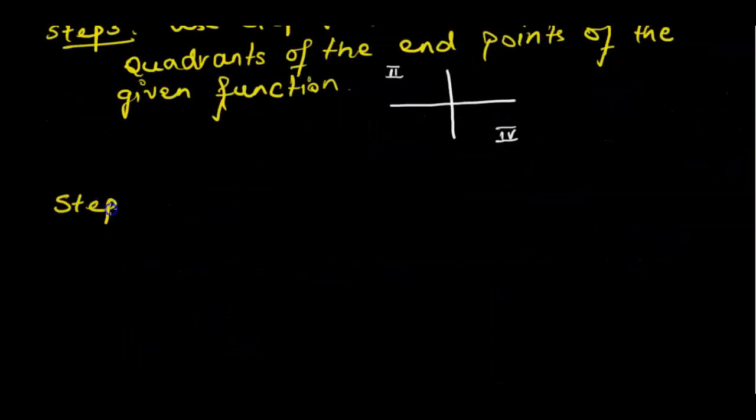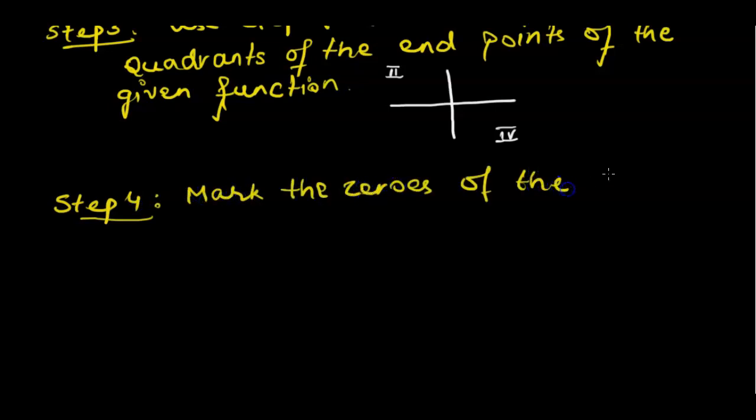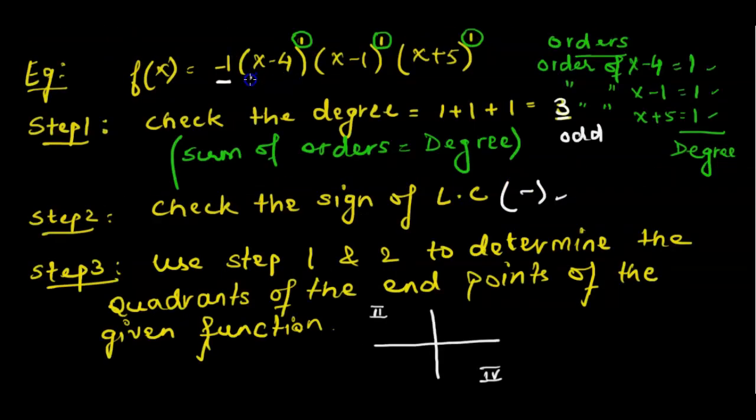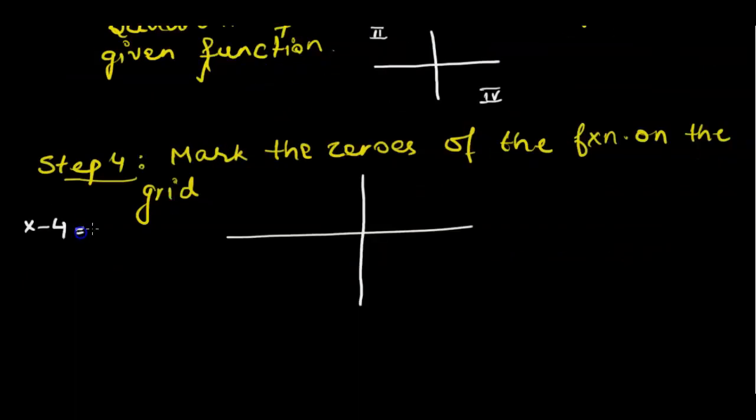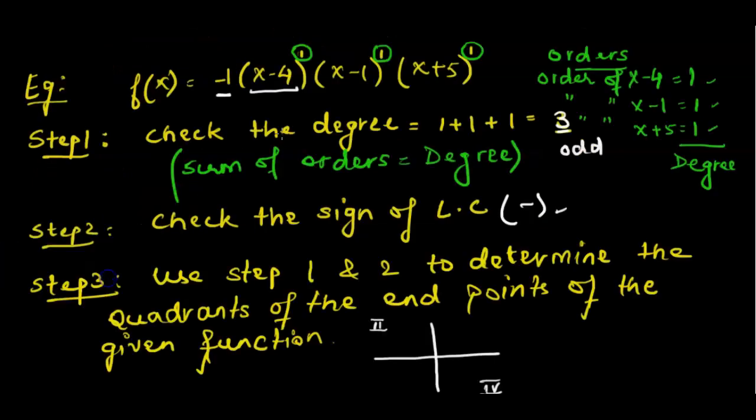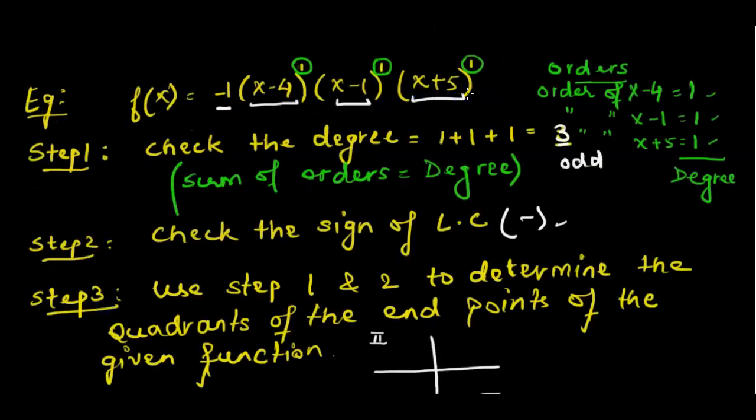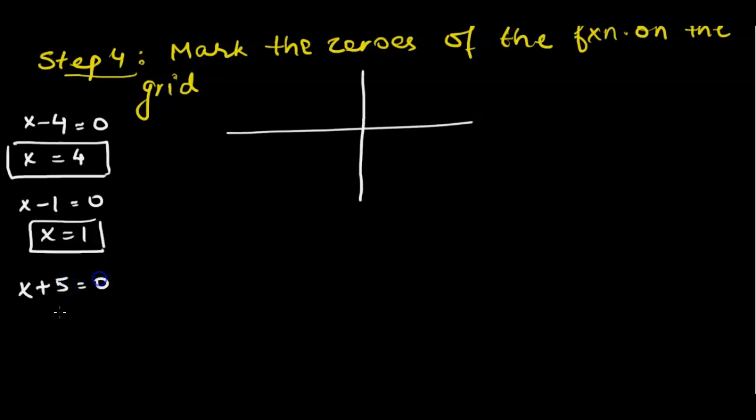Step 4 is to mark the zeros or x-intercepts of the function on the coordinate grid. If this is our coordinate grid, zeros we always get from the factors. The first factor is x minus 4, so we put the factor equal to 0, and x equal to 4 is the first zero. Second is x minus 1. We put x minus 1 equal to 0, so x is equal to plus 1. Next is x plus 5. When we put x plus 5 equal to 0, we get x equal to negative 5. So these three numbers are the zeros of this function.